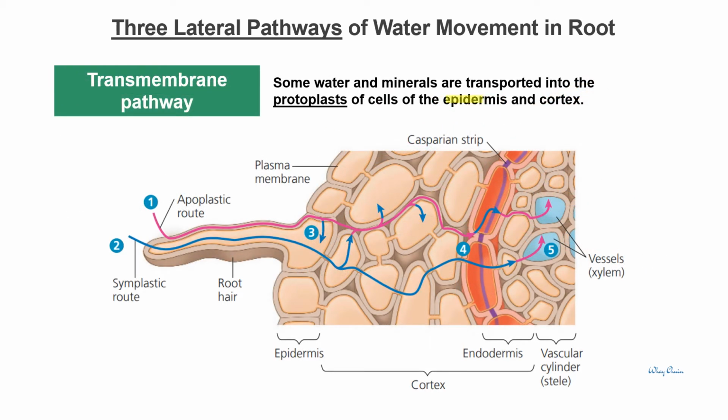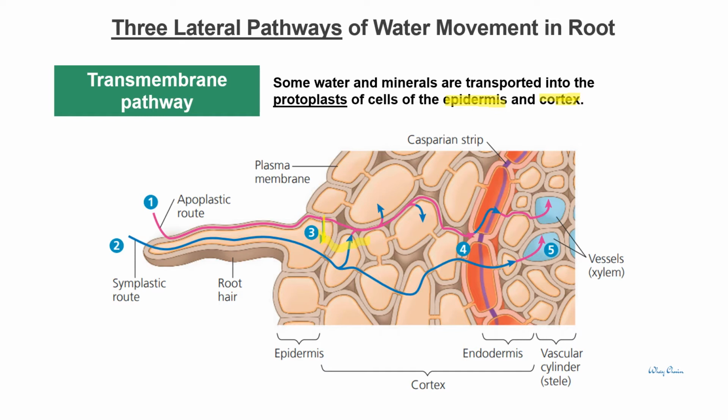But at the epidermis and cortex of the root, some water and minerals are transported into the third pathway, which is the transmembrane pathway. So we can assume here is the change of the pathway from apoplast, and the water will start to move from one cell to the next cell across the membrane of the plant cell without using the plasmodesmata between the plant cells. And this pathway is observable at these two types of cells, which are the epidermal cells and cortex cells.